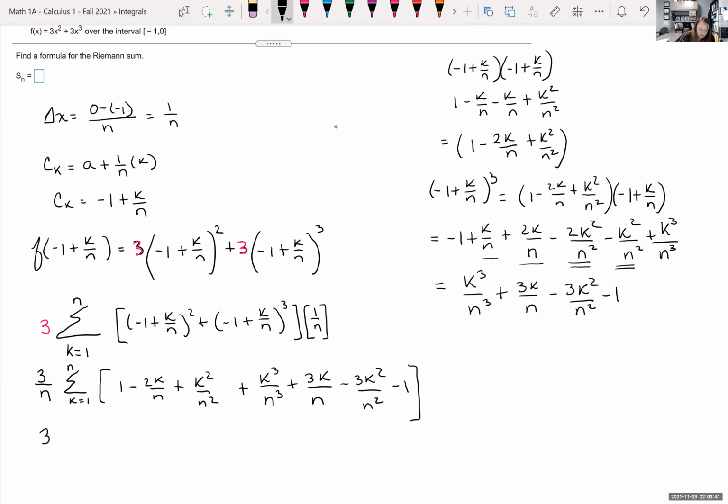So I think I can combine a little more like terms. Notice that 1 minus a 1, those go away. I have a positive k cubed over n cubed. Let's look at our squares. We have a k squared over n squared minus a 3k squared over n squared. That's a minus 2k squared over n squared. I have a negative 2k over n plus a 3k over n. So that's plus a 1k over n. Are there any other terms? I don't think so.